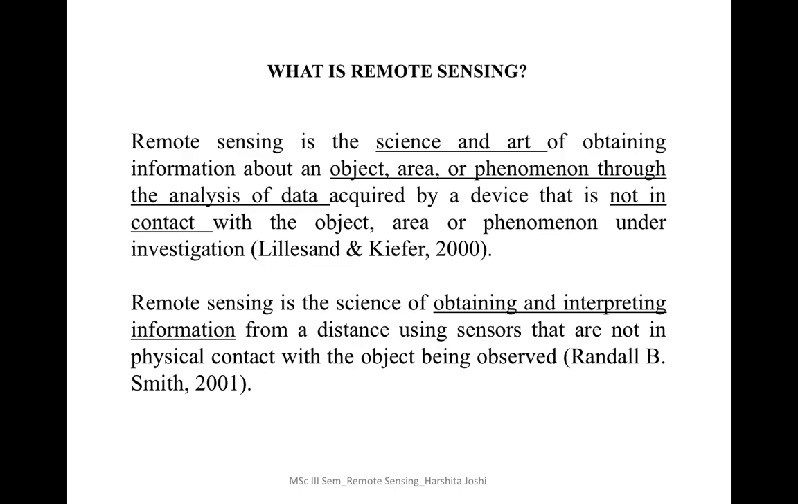Another definition was given in 2001 by Randall Smith. He said remote sensing is the science of obtaining and interpreting information from a distance using sensors that are not in physical contact with the object being observed, as we have already discussed. So you can learn any of the definitions. If a question comes in your exam asking you to define remote sensing, you can give any of the definitions from here. I hope you all have understood it.